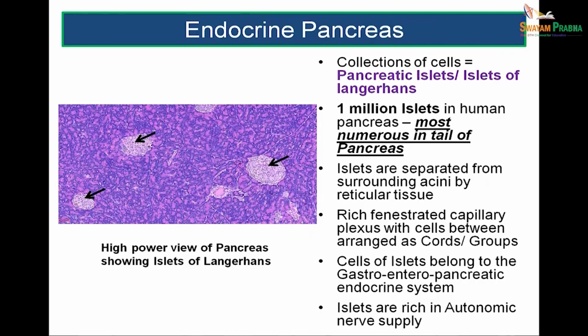These islets, you notice, they are called islets like islands. They are like small islands surrounded on all sides by sea. In this case, the sea is the acini of the pancreas. These islets of Langerhans have endocrine cells and they have capillary plexuses between the cells arranged as cords or groups. And the cells of the islets belong to the gastroenteropancreatic endocrine system. These islets are very rich in autonomic nerve supply and are under autonomic nervous control.